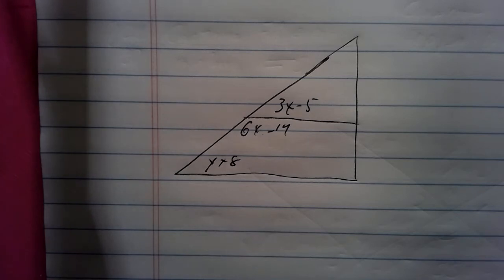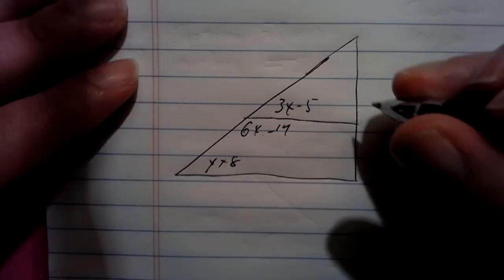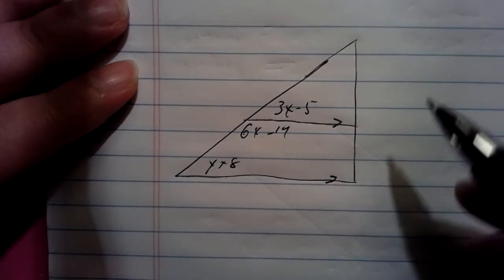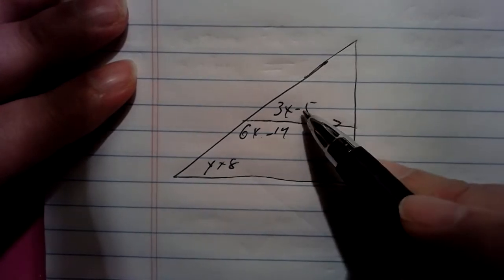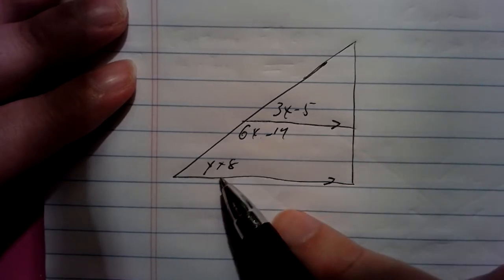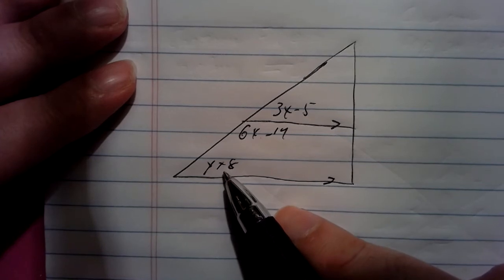Okay, so let's take a look at this first question. You have two parallel lines, which you know right here, and you know three measures of three angles. You have this one here, which is 3x minus 5, this one here, which is 6x minus 14, and this one here, which is y plus 8.